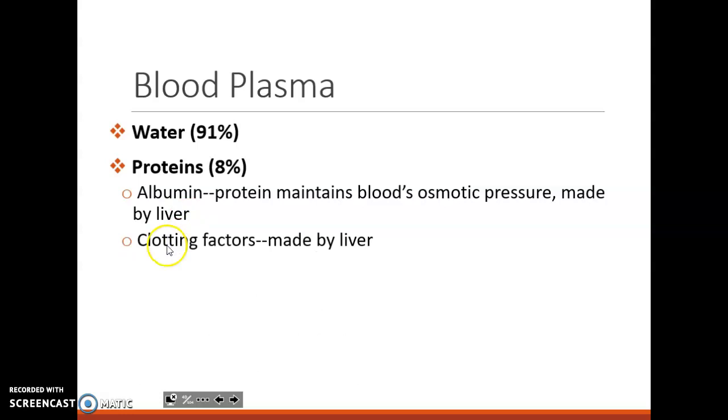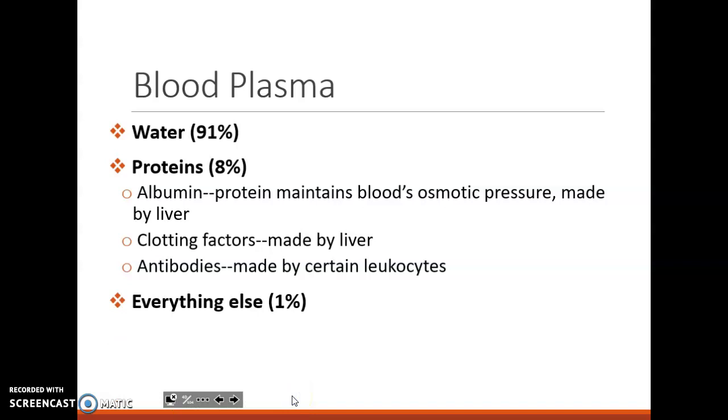Another protein are your clotting factors, and we know that's really important for blood clots to stop the bleeding. And antibodies, which everybody loves antibodies, they help keep you healthy. And antibodies are actually made by certain white blood cells or leukocytes, and we're going to learn more about that in our immune system chapter. And then all the other things make up 1%.